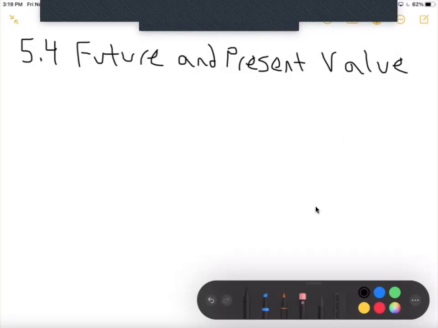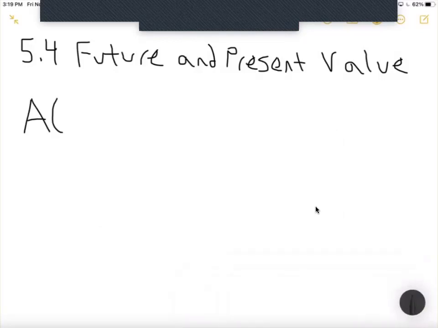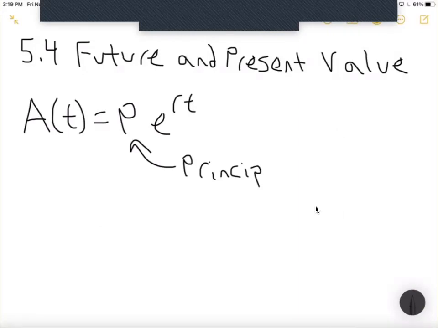As a reminder, we talked about the equation A of t equals P times e to the RT. This is the way that we can calculate compounded interest. In this situation, we have our money in two forms. We have money all at the beginning, and that is our principal. That's all the money we start with. The amount of money we end up with is called our annuity.